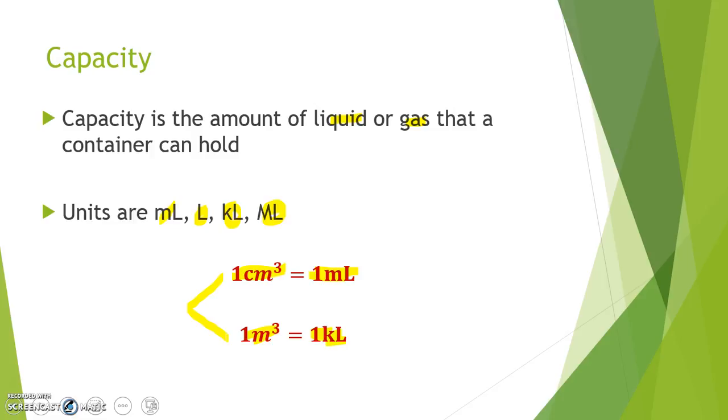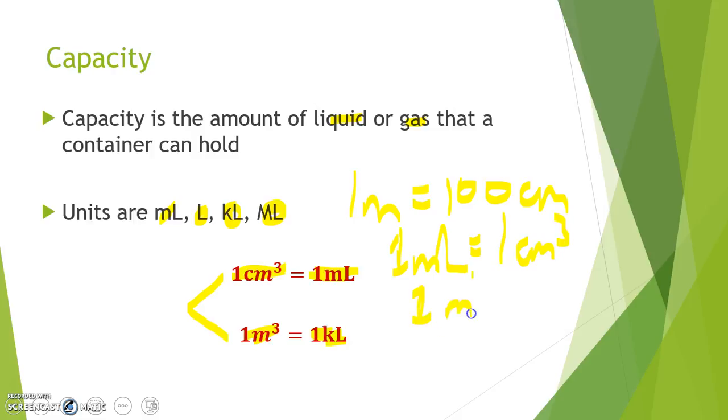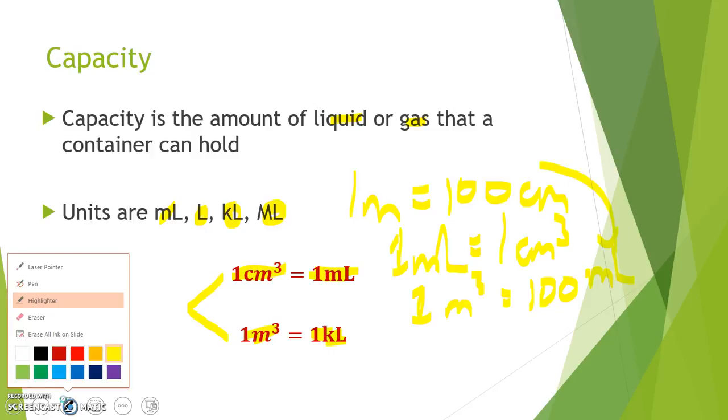Now, one of the most common mistakes people make is that because there's 100 centimetres in a metre, 1 metre equals 100 centimetres, they think that 1 millilitre is 1 cubic centimetre, which is a fact we know. Therefore, 1 cubic metre is 100 millilitres, because they use that straight conversion. They've forgotten that this is actually volume.